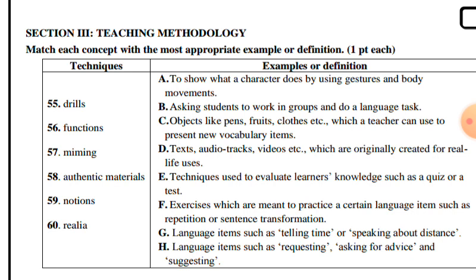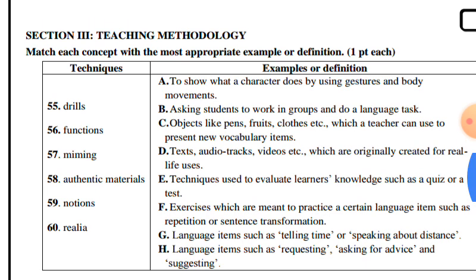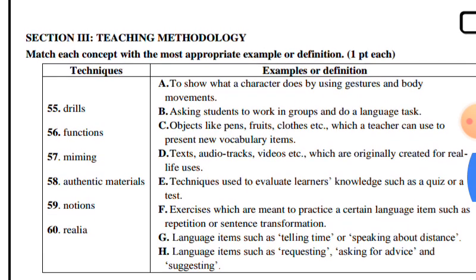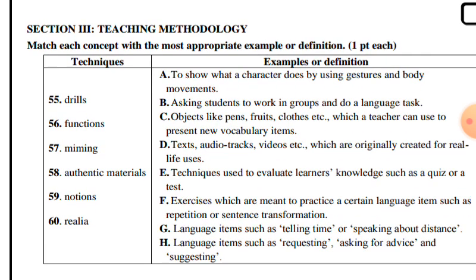55, the right answer is F: exercises which are meant to practice certain language items such as repetition or sentence transformation. 56, the right answer is H: language items such as requesting, asking for advice, and suggesting. 57, mime. The right answer is A: to show what a character does by using gestures and body movement.